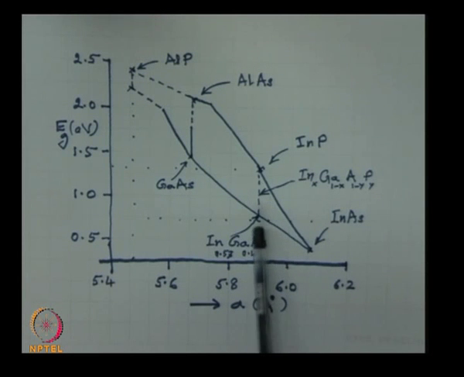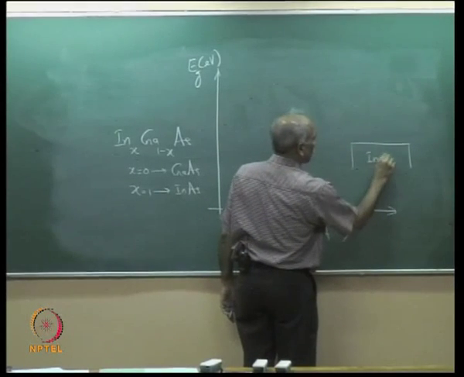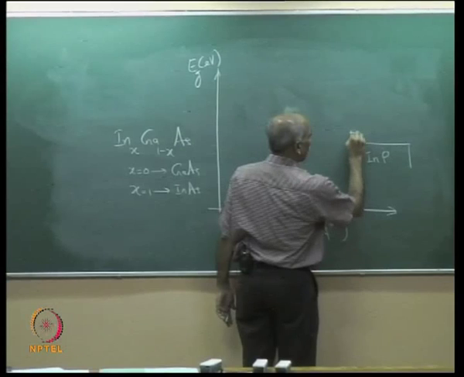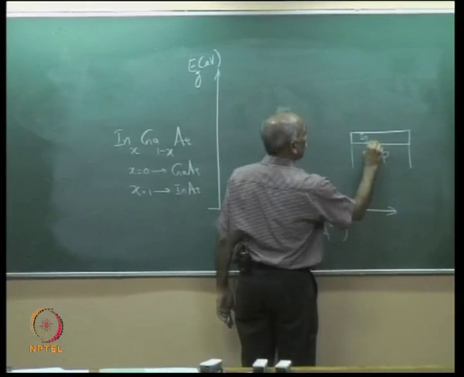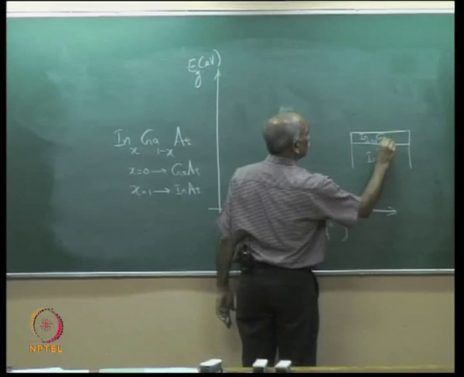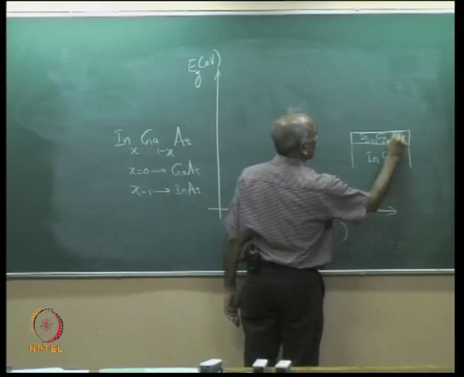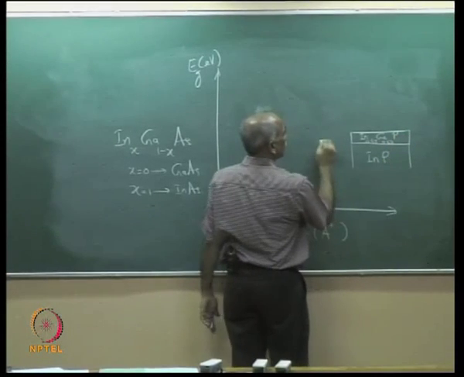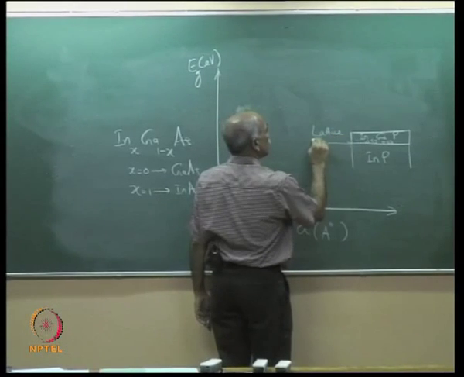And that means this particular material composition is lattice matched to indium phosphide. That means if I start with the substrate as indium phosphide and grow a layer of indium 0.53, gallium 0.47, that is X, 1 minus X, and arsenide, then this is lattice matched. Lattice matched.